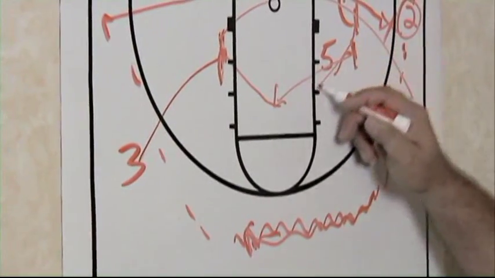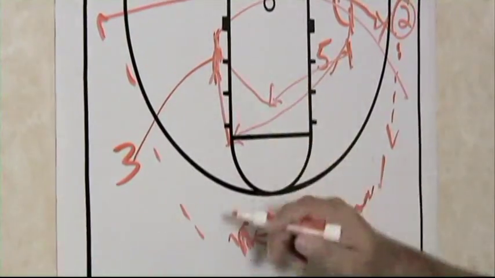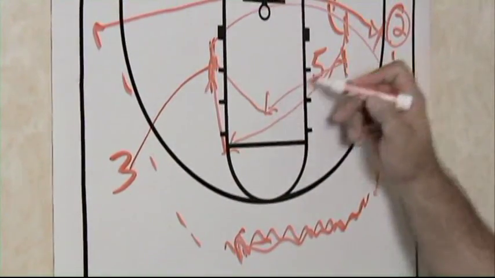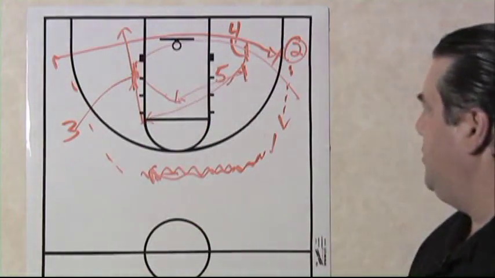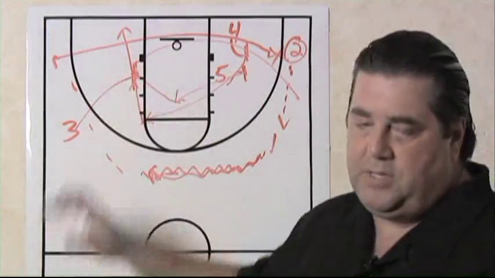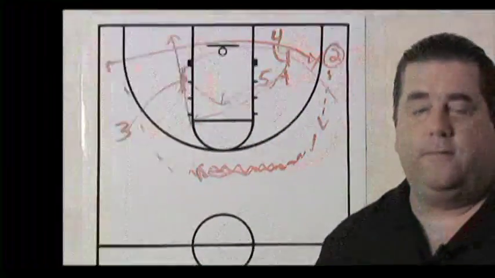4, as before, is following behind 5 to the high post, and then he goes back down to the low post. Of course, 5, as we said before, came to the middle for the ball, went to the low post, and then stepped to the short corner. Right in the same position we just started on this side of the floor is now on the left side of the floor.